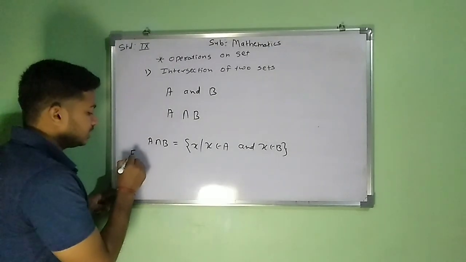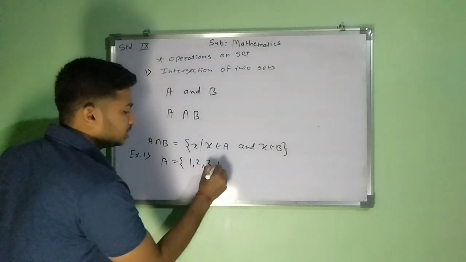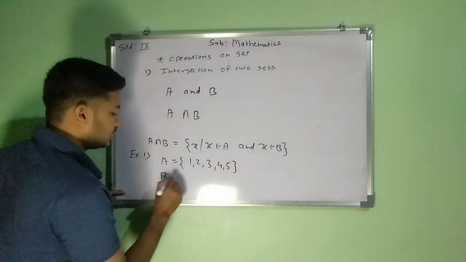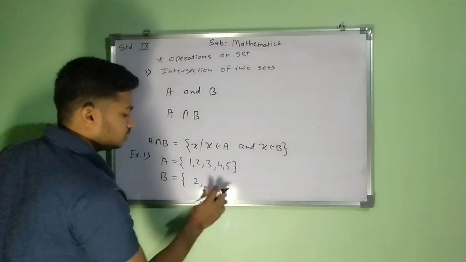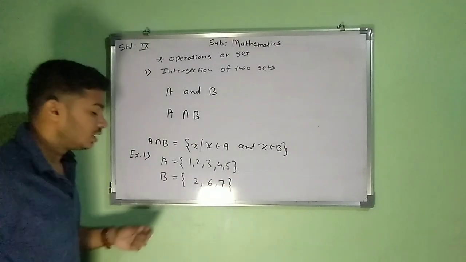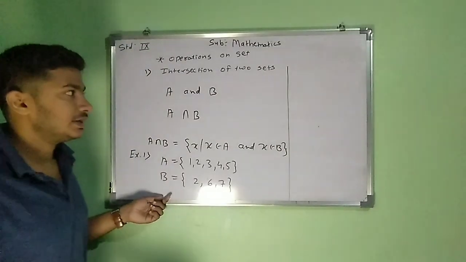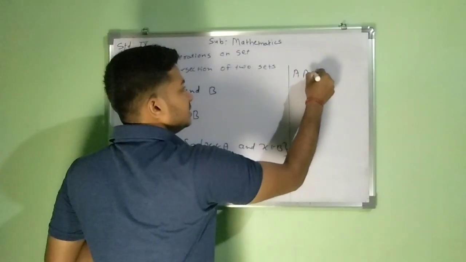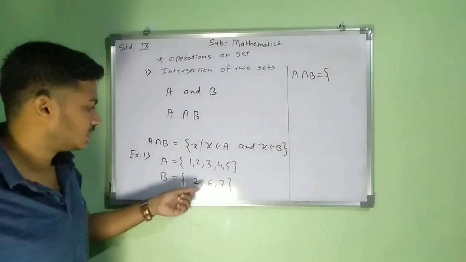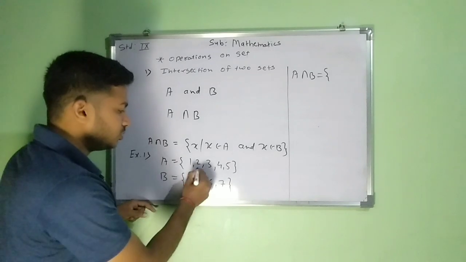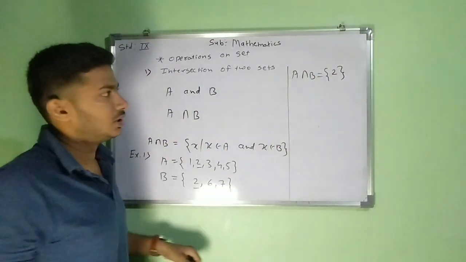Now we will take an example. Example number 1. Suppose we have set A as {1, 2, 3, 4, 5} and set B as {2, 6, 7}. Now if you have to write A intersection B, whatever is common between the two sets will be the intersection. We can see clearly here that 2 is common between these two sets. So A intersection B will be the singleton {2}.